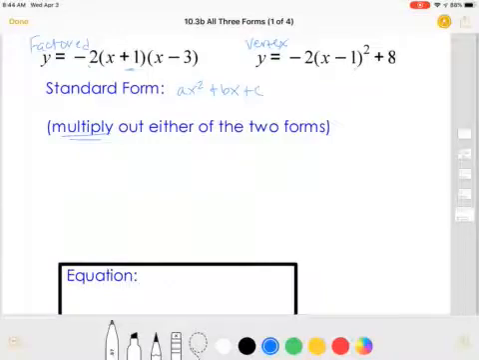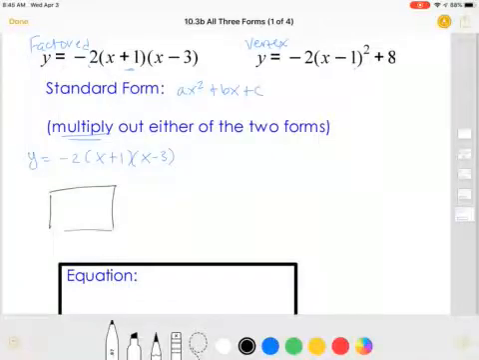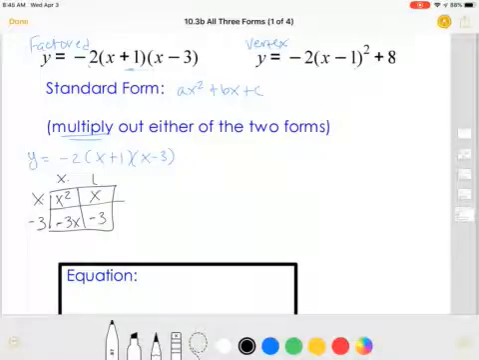So let's start with our factored form. We've got negative 2 times (x plus 1) times (x minus 3). So we could use our box method. If you think back to our box method, we could use that to multiply. We've got x plus 1, x minus 3. Well, x times x is x squared. Negative 3 times x is negative 3x. x times 1 is 1x, and negative 3 times 1 is negative 3. So we have negative 2 times (x squared plus x minus 3x, and I'm just writing out what was in my box, and then minus 3).